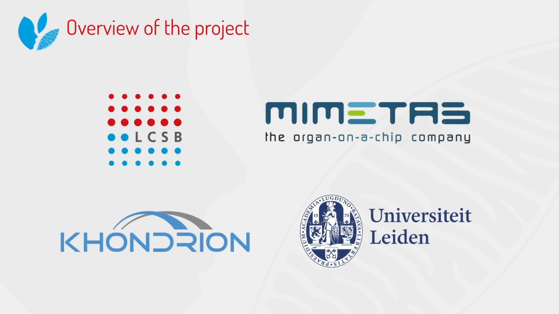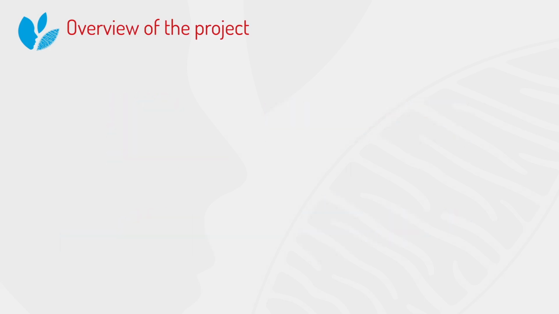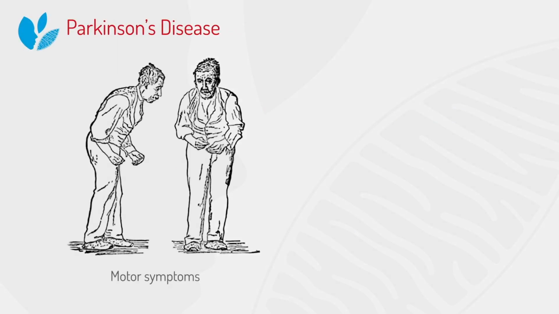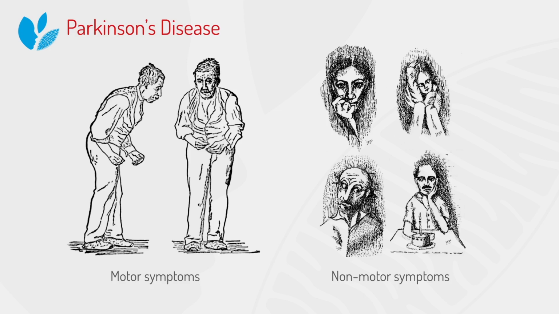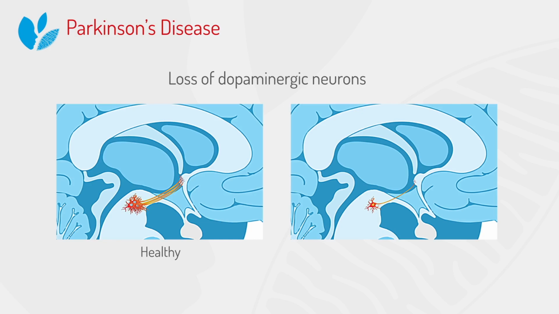Before digging into the project, I'll give a short explanation about Parkinson's disease. Probably most of us are familiar with the motor symptoms associated with the disease, such as tremor and postural instability, but there are also non-motor symptoms, such as anxiety, depression, dementia, and anhedonia. And all of this is caused by the loss of a specific type of neuron, the dopaminergic neuron, in a part of the brain known as substantia nigra.